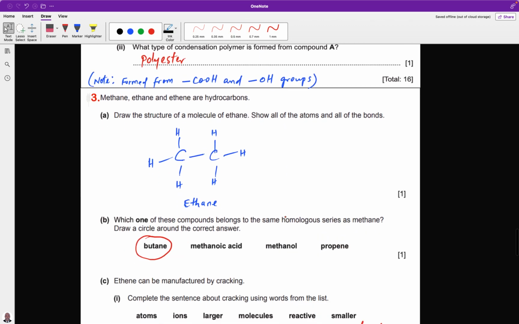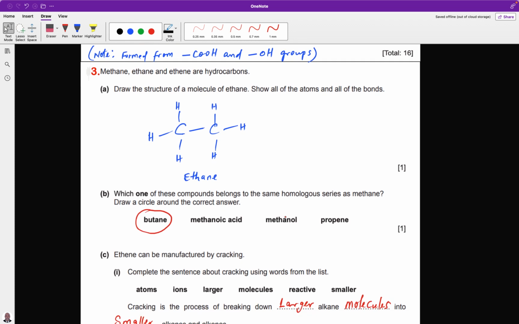Okay. Question number 3. Methane, ethane, and ethene are hydrocarbons. Draw the structure of the molecule of ethane. Show all the atoms and all of the bonds. That is how the ethane molecule is. Ethane is C2H6. So this is the structure of ethane. That is C2H6. That is ethane. Which one of C2?